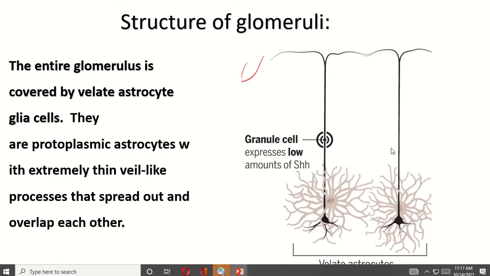The glomerulus is covered by a special astrocyte, the velate astrocyte. They are protoplasmic astrocytes with extremely thin veil-like processes that spread out and overlap each other.